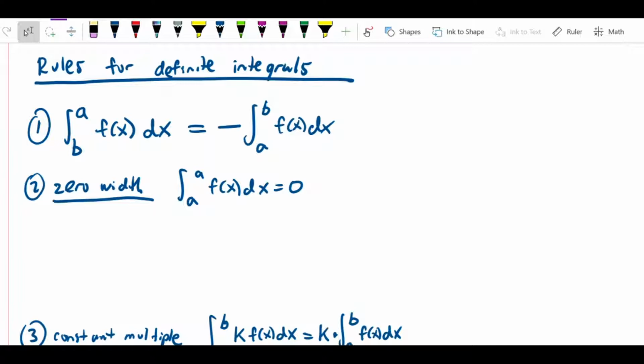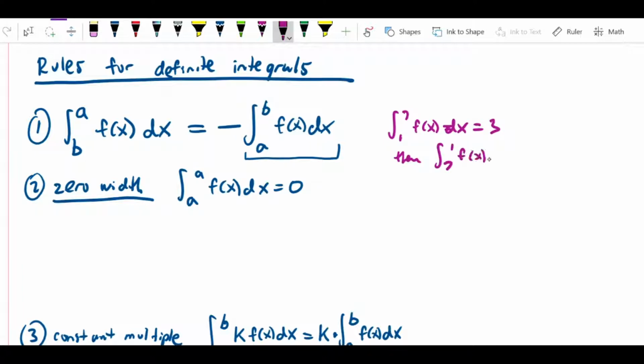What the first rule says is that if I switch the order of the limits of integration, then it's like negating the integral. In other words, whatever value this integral has, if instead of integrating from a to b, I integrate from b to a, I just get the negative of that value. As an example, let's suppose that it's known that the integral from 1 to 7 of f of x dx is equal to 3. Then we can write that the integral from 7 to 1 of f of x dx is equal to negative 3. It's just a rule.